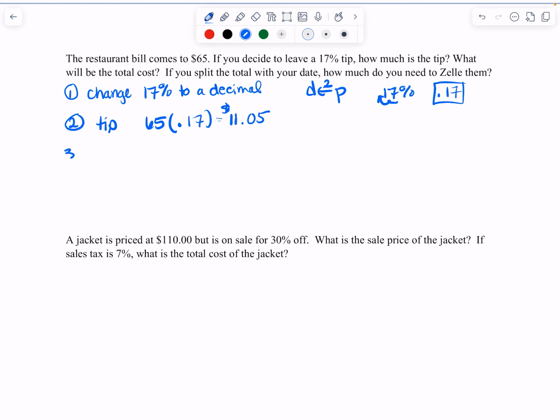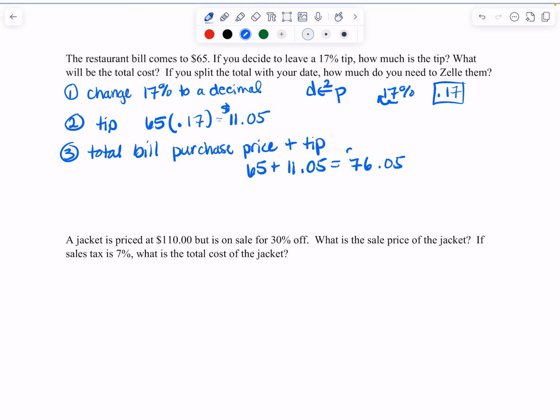Okay, so the total bill: we're going to take the purchase price, in this case the restaurant bill, and add the tip to that. So $65 plus $11.05 equals $76.05. So this would be the bill with the tip, okay?